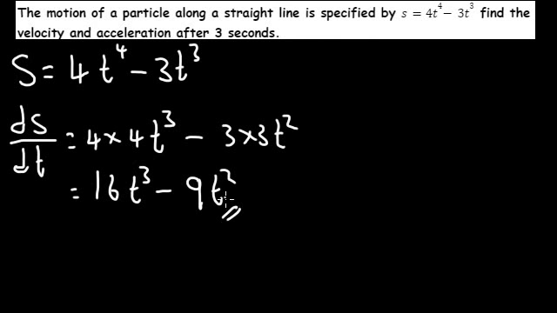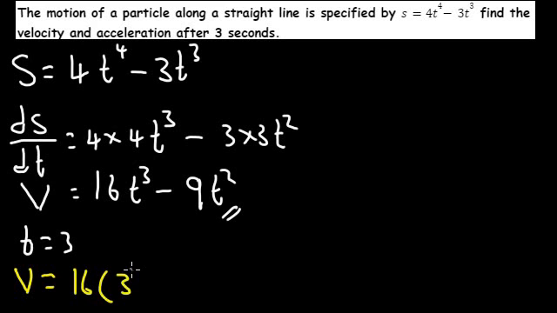Perfect. So now that we have the first derivative of the displacement with respect to time, since we know that that is equal to the velocity, we can determine the velocity after 3 seconds. So the goal is just to substitute t equals 3. So when t equals 3, v equals 16 times 3 to the power of 3, then minus 9 times 3 to the power of 2.